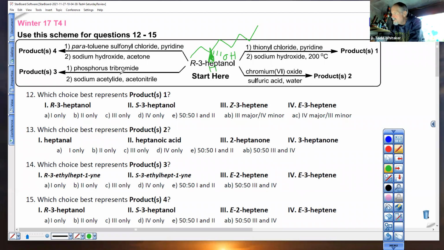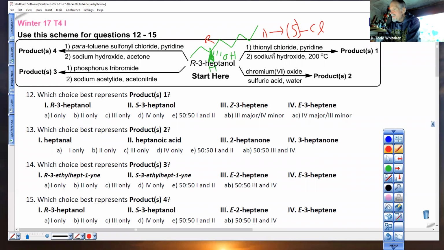Let's go product 1, 2, 3, 4 again. Thionyl chloride gives a flipped alkyl chloride instead of an alcohol on position 3. So I won't be drawing all the intermediates this time. We start with R. Step 1 is going to give an S stereocenter with a Cl attached.